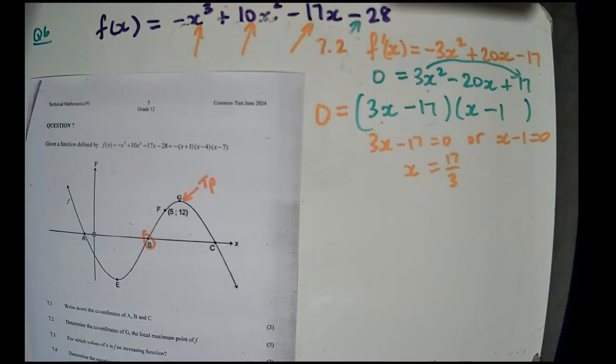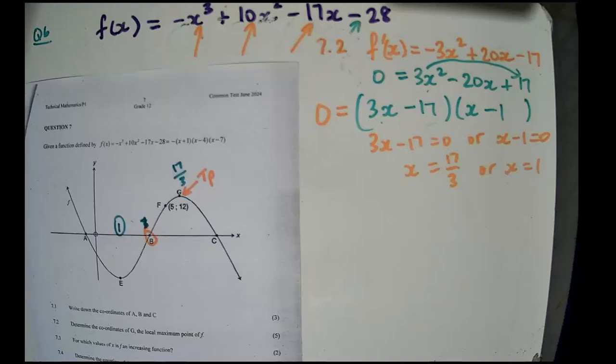That's going to give us 17 over 3. So moving minus 17 over, it'll become plus 17 divided by 3. The other one will be x is equal to 1. Now go back to the graph and look at it. Which one will be 1? Don't you think 1 is going to be here? So x is 1. That's the one turning point. And the other turning point is going to be here.